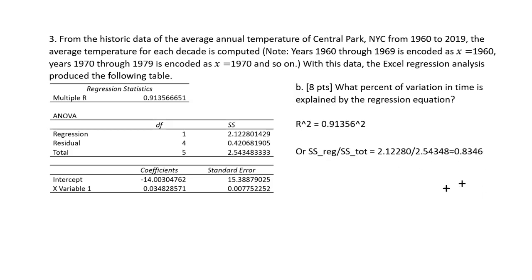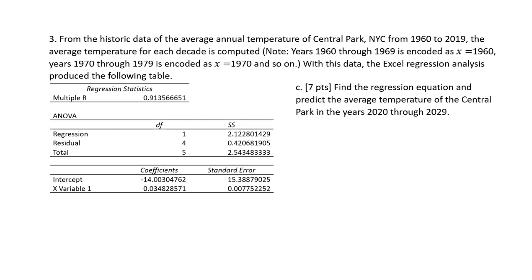Okay, so that's the answer. C, find the regression equation and predict the average temperature of the Central Park in years 2020 through 2029. And see, this is a simple regression because there's only one predictive variable. If this is 1, that's a simple regression, and you can also see that there's only one variable for predictor. And these two values are b0 and b1, where the equation is b0 plus b1x.